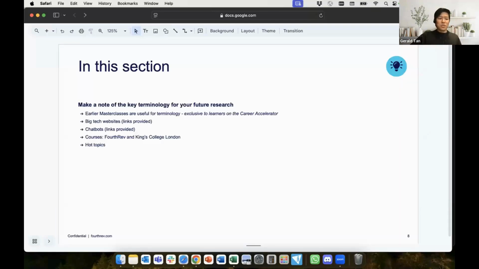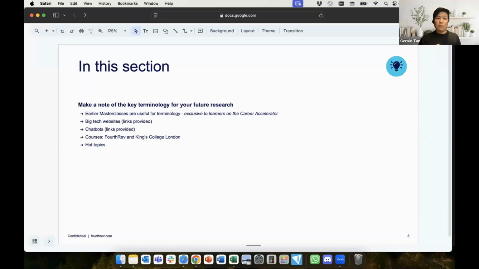Let's start here. So high level, in this section, I want you to make a note of all the key terminology for your future research, right? Justin alluded to some of the master classes already. I won't talk too much about that, but I will be providing some big tech websites. So make a note of it. Take a screenshot of it.